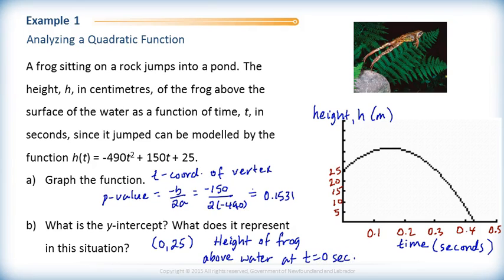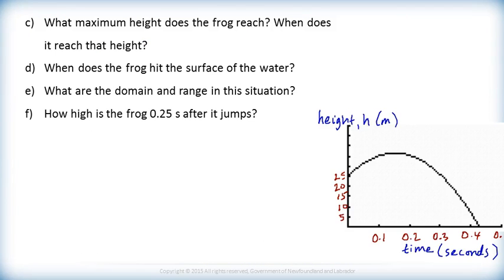We need to do some other analysis. Just one moment while I paste that graph over to this slide. Here we go. What maximum height does the frog reach, and when does it reach that height? Well, we've already calculated the t value of the vertex. The maximum height occurs at the vertex. So we have already calculated that the t coordinate is approximately 0.1531. We need to figure out what the q value is for the vertex, which will give us the maximum height.